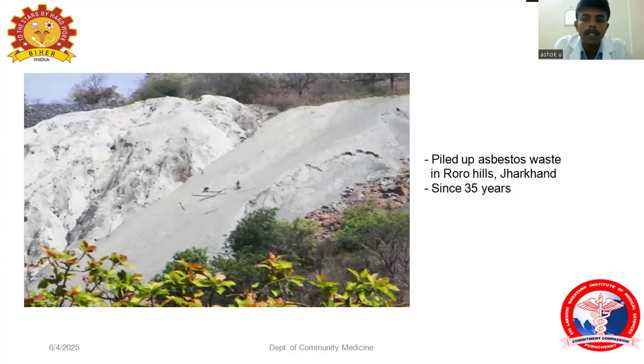So here in the picture, you can see there's a pile of asbestos placed in the Rodo Hills of Jharkhand. This has been lying here for the last 35 years, and this makes all the people living around this area prone to develop asbestosis.